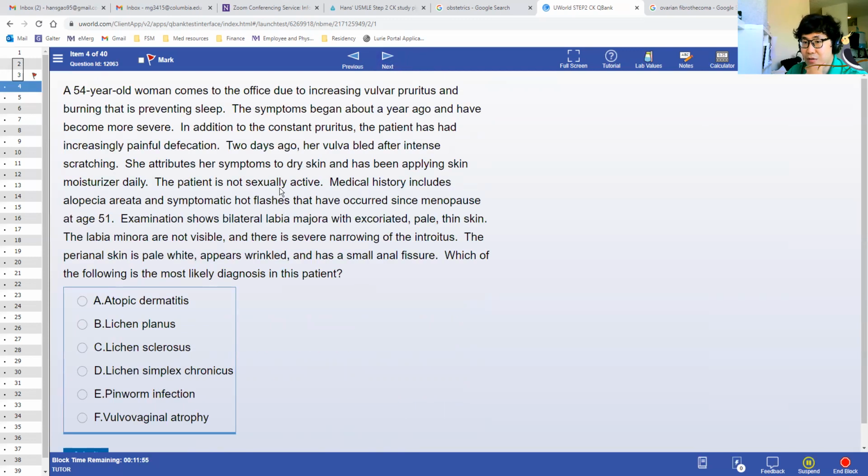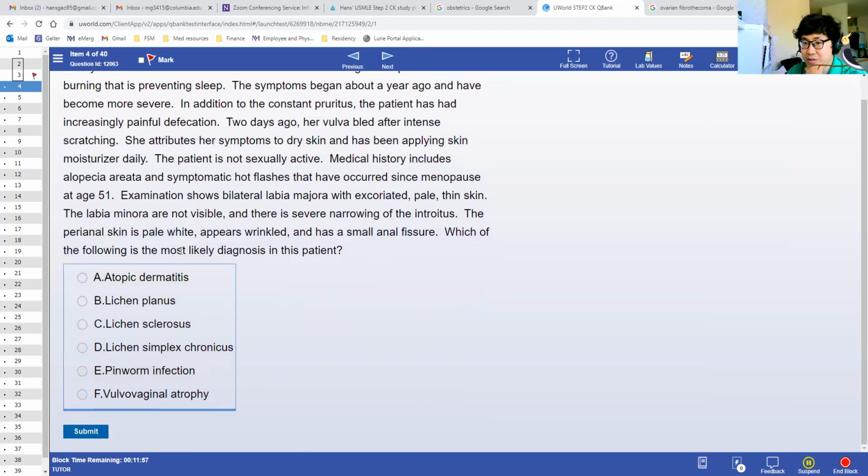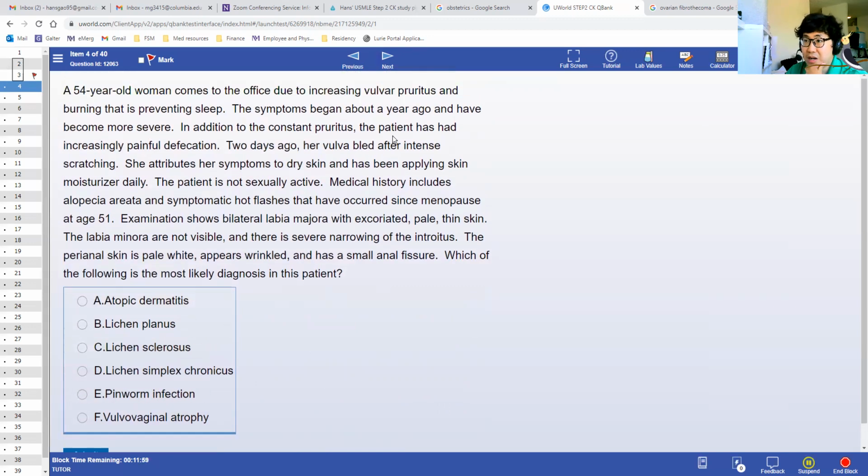All right, this is a vulva question: which is the most likely diagnosis? Vulvular pruritus in a 54-year-old, sometimes burning and preventing sleep. The patient has had increasingly painful defecation. That's interesting. Vulvar blood after intense scratching. So this kind of suggests to me that the vulva is kind of thin.